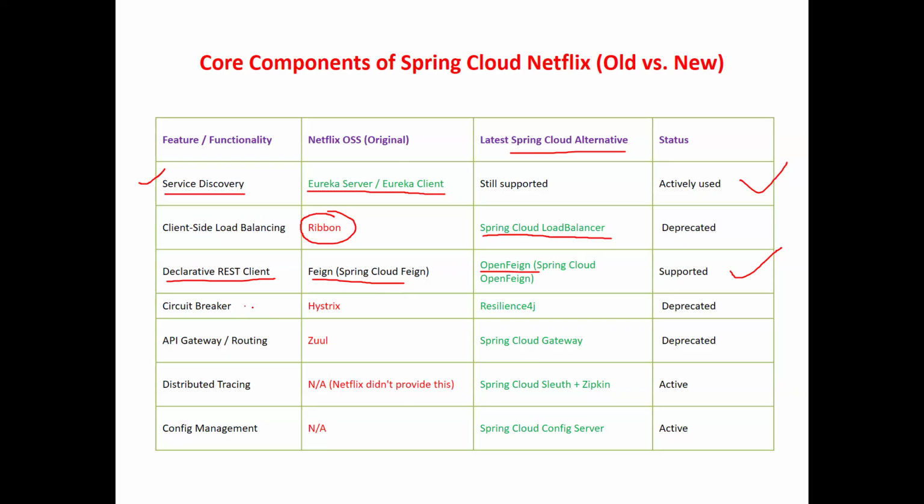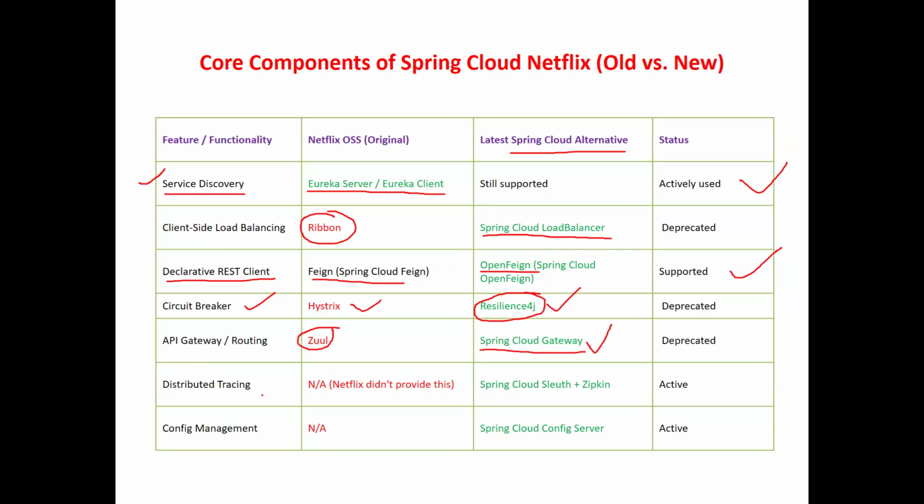Coming to circuit breaker, whenever a service is down, I want to use this pattern. Previously we had Hystrix. Later came the new one called Resilience4J. This one, shown in green color, is actively used right now. And for the gateway, these are called cloud libraries. Previously we had Zuul, and now the Spring team gave Spring Cloud Gateway, which we are also using.